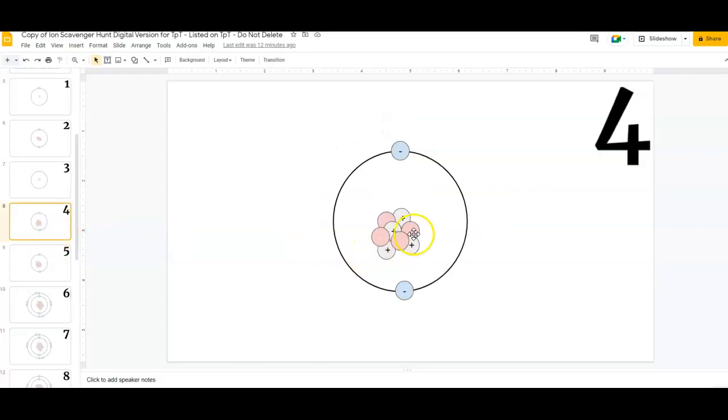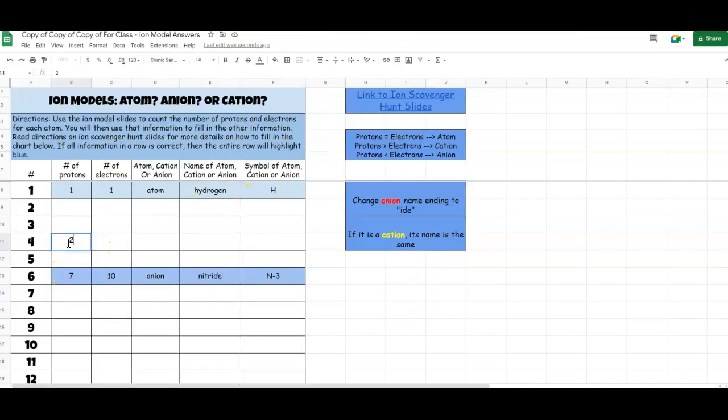Okay, I'm going to give another example. So if I go to number 4, I've got 4 positive protons and 2 electrons. Again, these numbers are not the same. Since I have more positive protons than negative electrons, it's going to be a cation. Then I look for the atomic number for 4 to find out what element it is. Since it's a cation, it's just its name. It stays the same. So this one is beryllium.